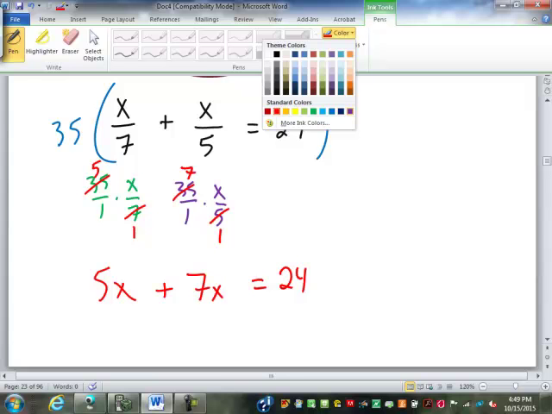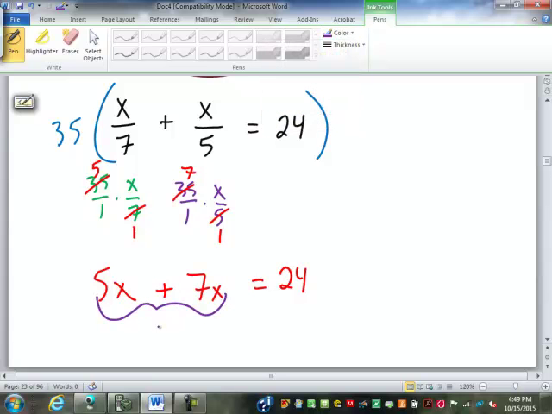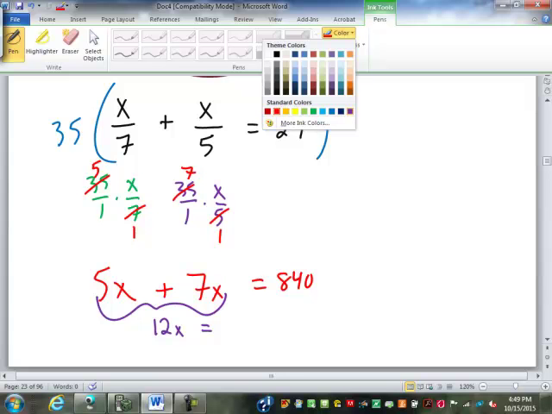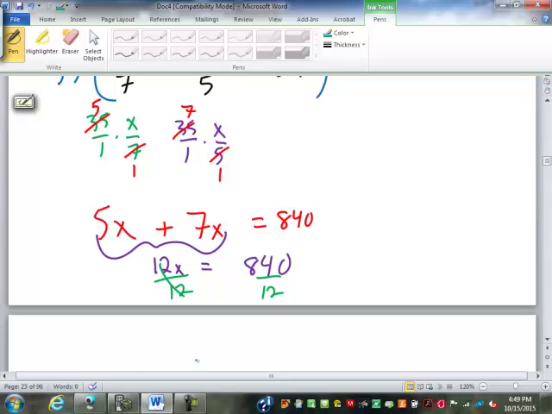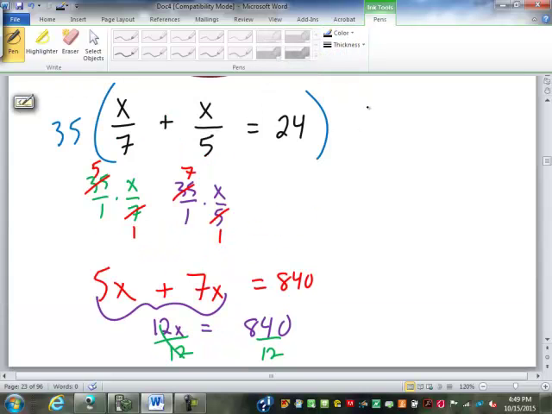From there, 5x and 7x make 12x. Oops, what did I forget to do? You got it. 35 times 24 makes 840. So now 12x equals 840. We divide by 12 to get that x equals 70. Now again, we could have solved this by making it 1/7 x plus 1/5 x equals 24.